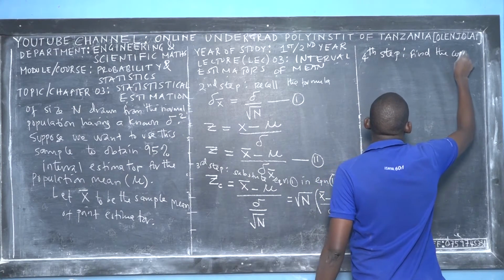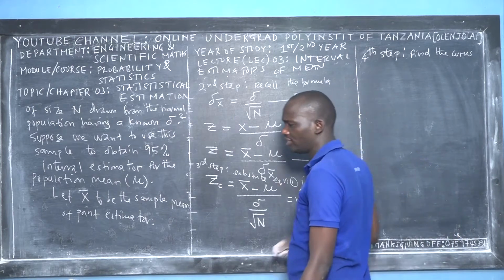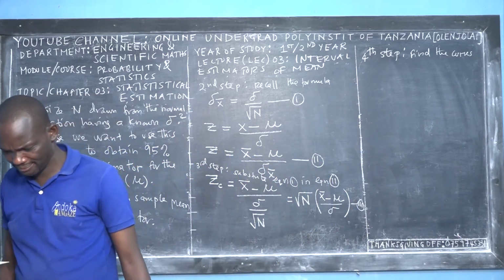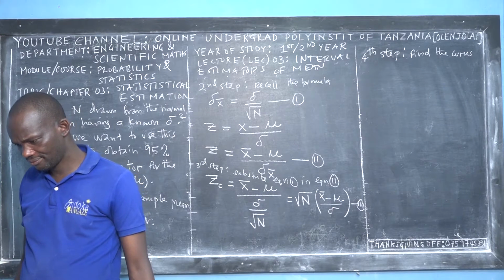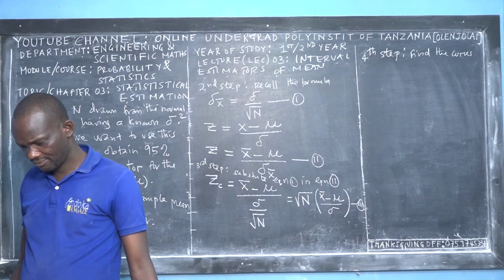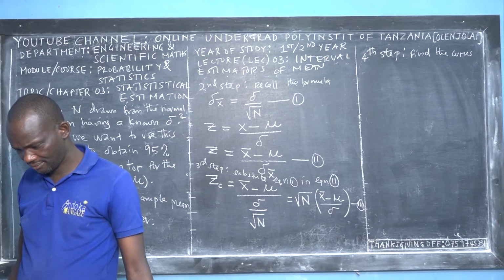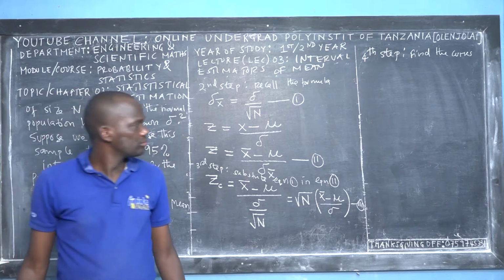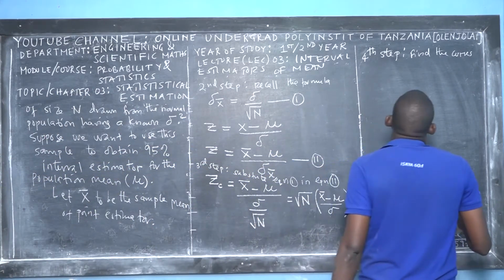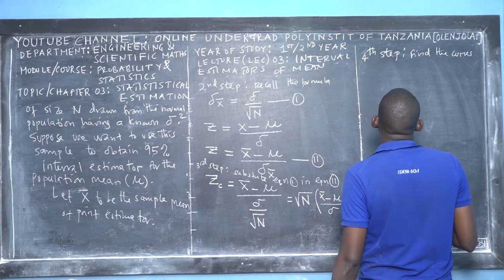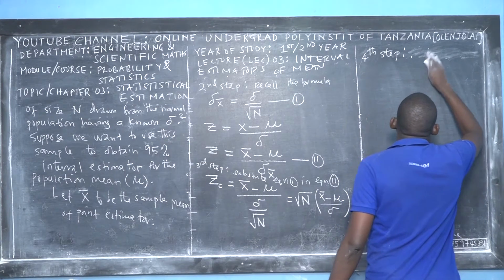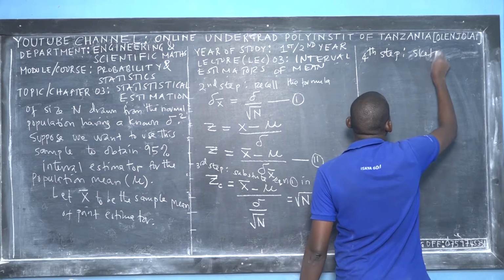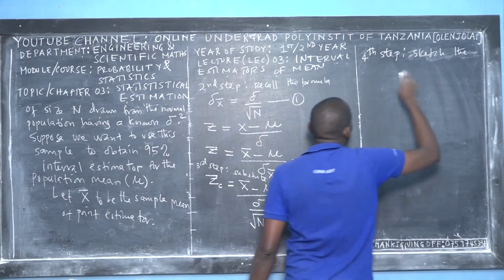So we say that let us find the corresponding value. I don't see the necessity of having this corresponding value, so that we can just derive it. Find out. So we say that we sketch the normal distribution.